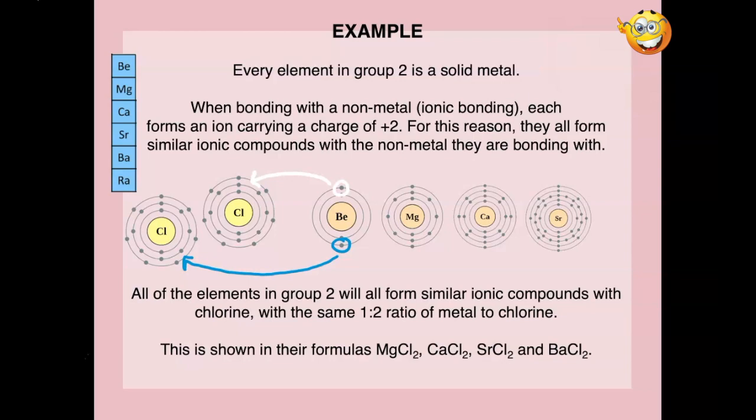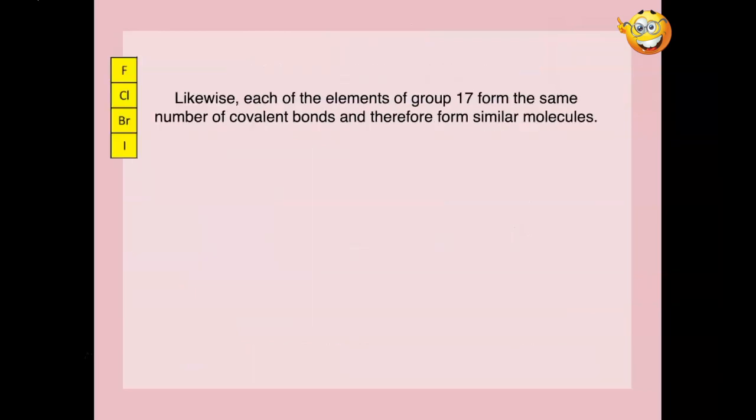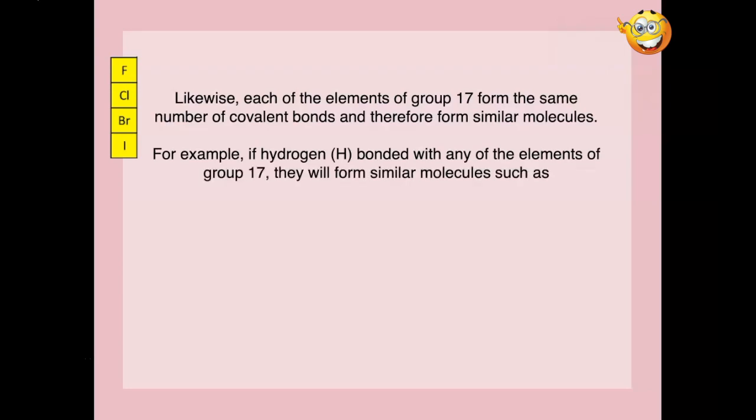So that means 1 magnesium to 2 chlorine. Likewise, each of the elements of group 17, that's what you see in the yellow column there, form the same number of covalent bonds and therefore form similar molecules. For example, if hydrogen bonded with any of the elements of group 17, they will form similar molecules such as HF, HCl, HBr, and HI.